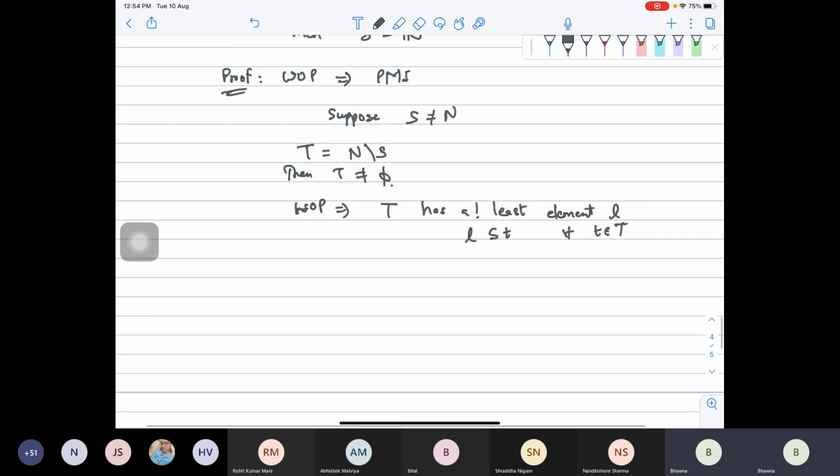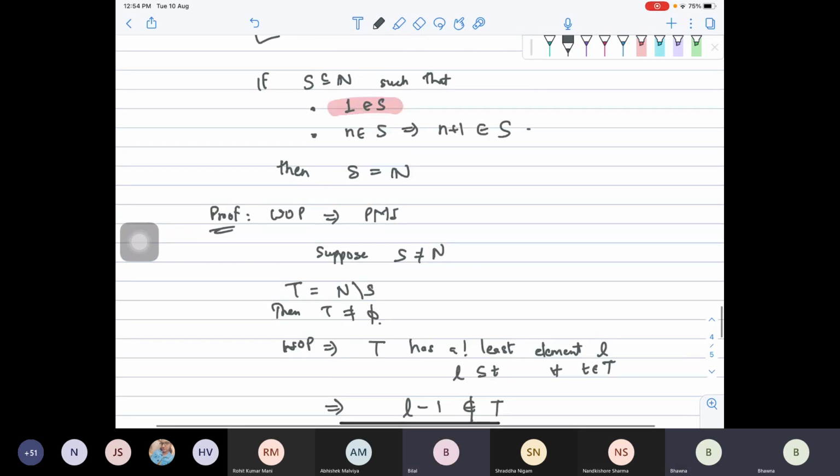Right? But T was what? N minus S. This actually implies that L minus 1 does not belong to T. L is less than or equal to t for all t in T. We know that L minus 1 is less than or equal to L. Therefore, L minus 1 is not in T.